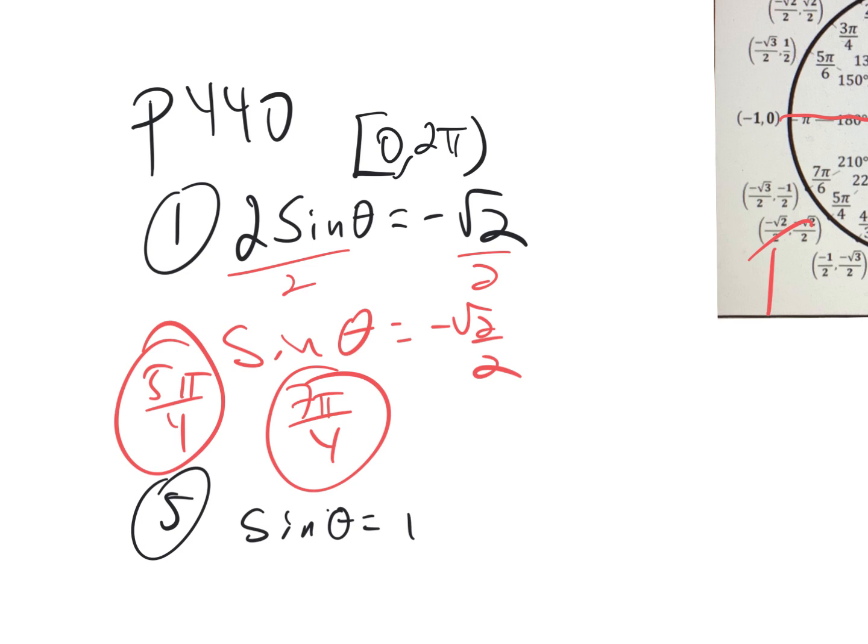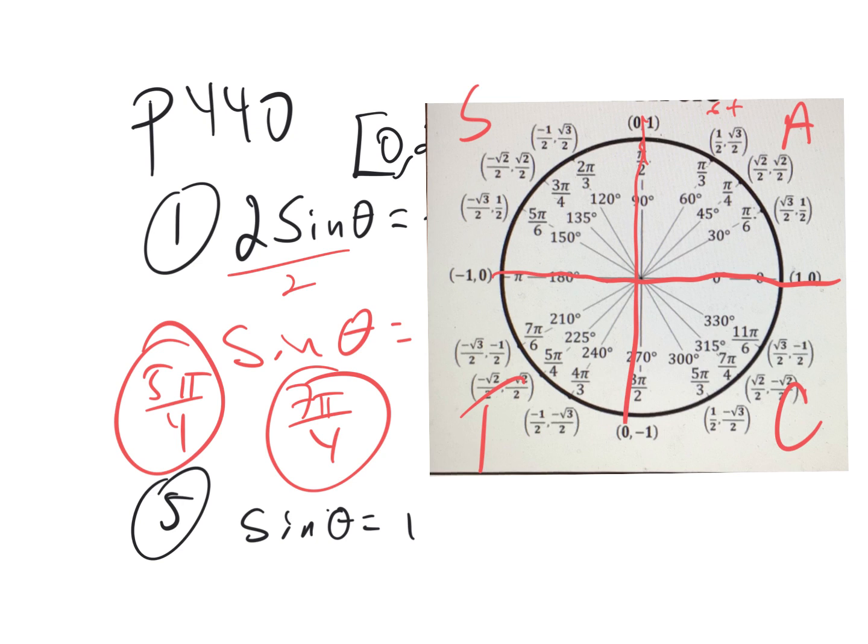Well, if you think about the unit circle, there's only one place where the sine, which is the y value, is equal to 1. And it's this quadrantal angle, pi over 2. So the only answer on 0 to 2 pi, whoops, don't want to erase that, where sine theta is equal to positive 1 is pi over 2. There's only one solution on that interval.